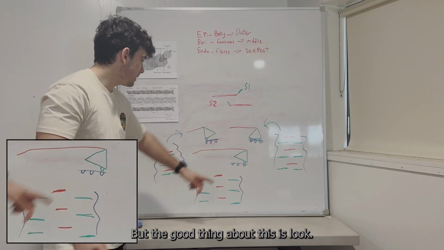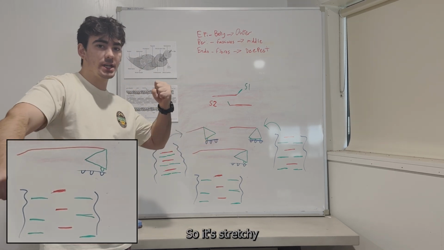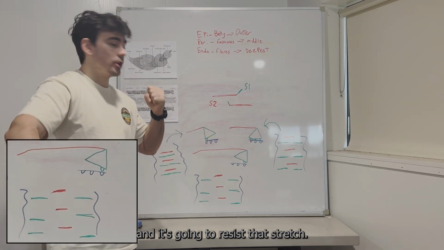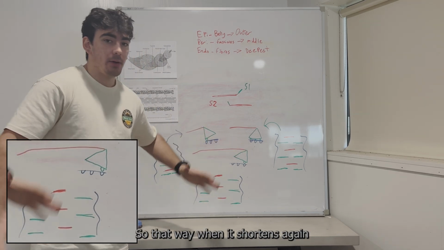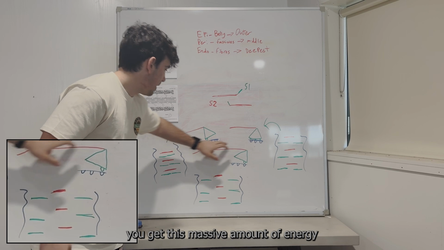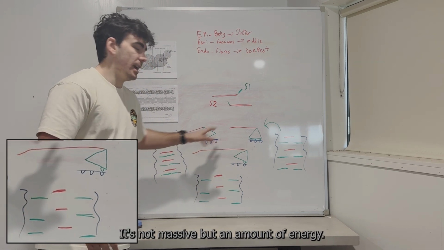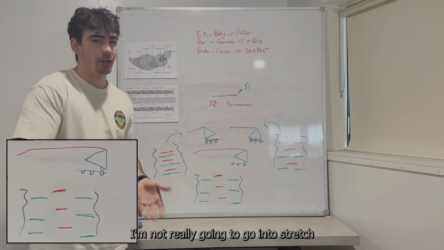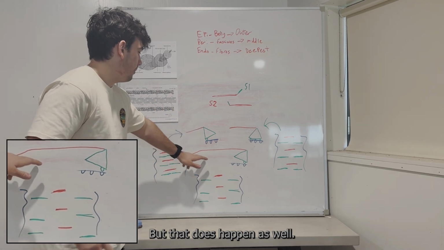But the good thing about this is, look, now you've got this really long S2 segment, so it's stretching. It's going to resist that stretch, but at the same time, store energy in here. So that way, when it shortens again, you get this massive amount of energy that can be used in here as well. Not massive, but an amount of energy. I'm not really going to go into stretch-shorten cycle stuff now, but that does happen as well.